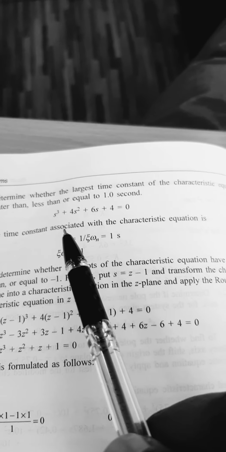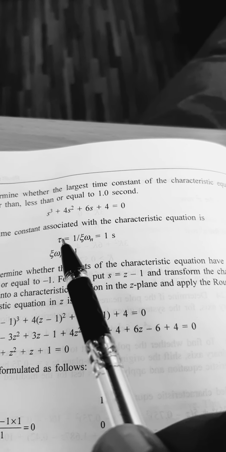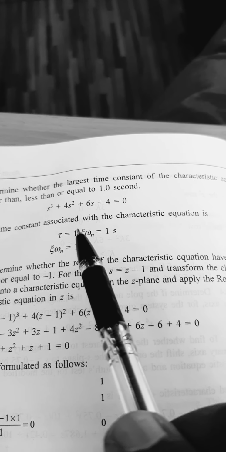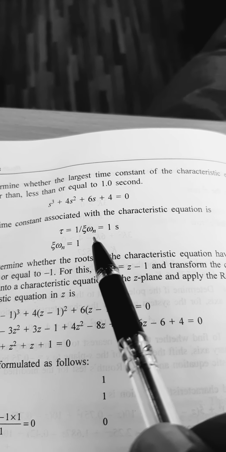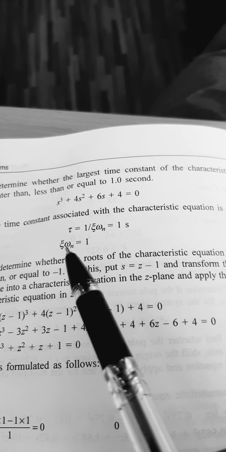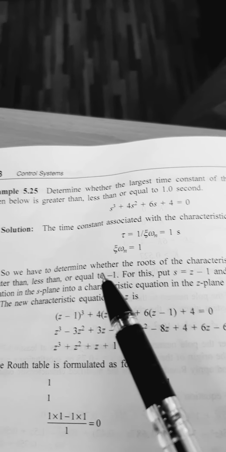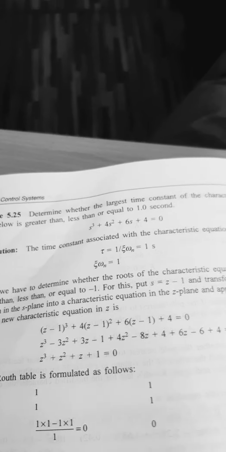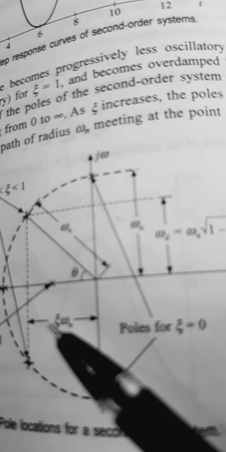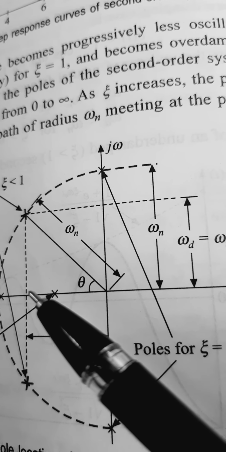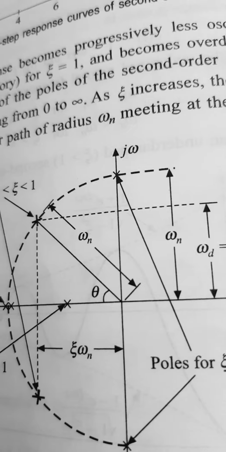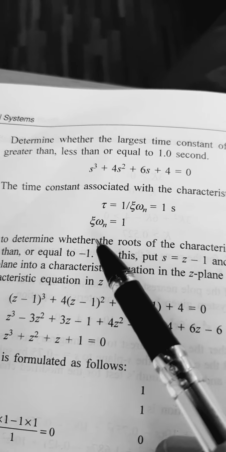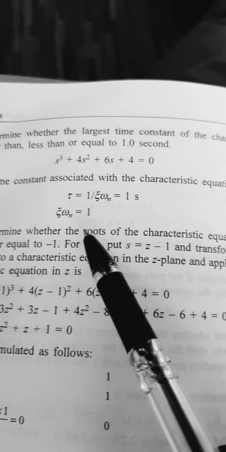Now, the time constant associated with the characteristic equation is tau, which in the previous chapter we dealt with as 1 divided by xi omega n, and we are considering it as 1 second. So xi omega n is equal to 1. That means this distance is 1. So what modification you need to do here is, in your characteristic equation, change s to z minus 1, because xi omega n is equal to 1.